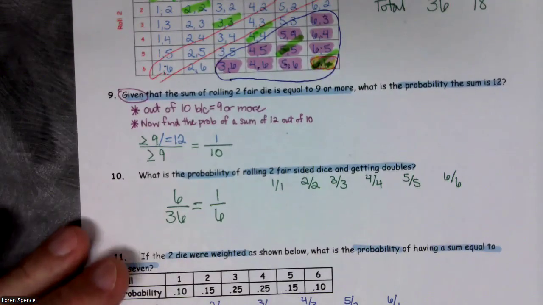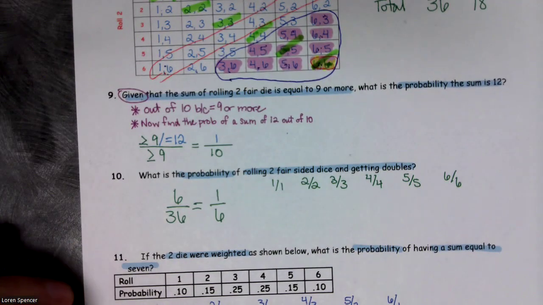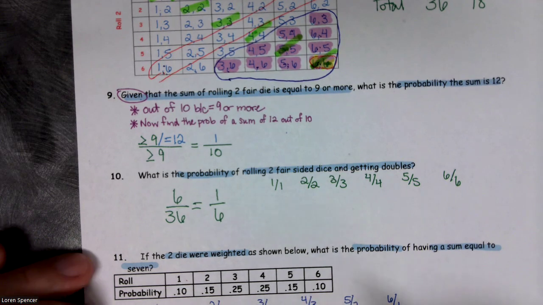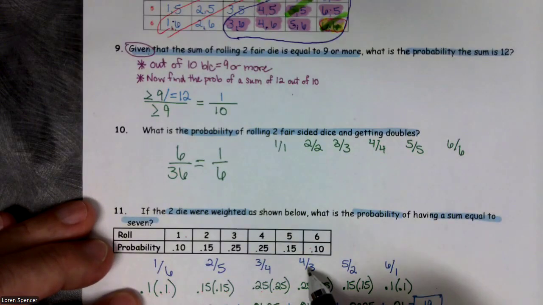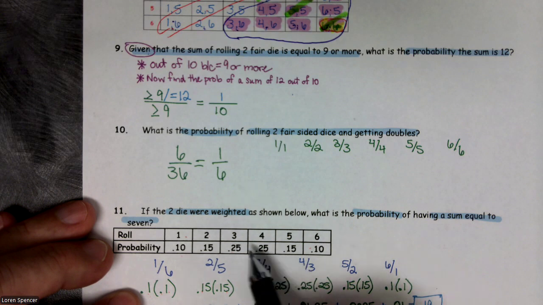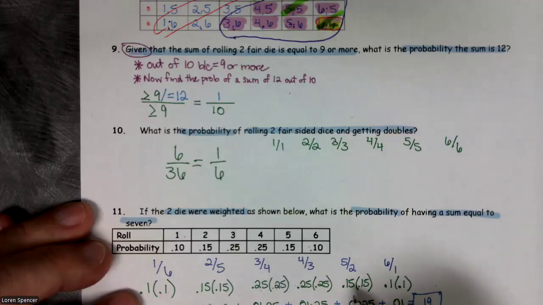Well, 1/6, I can roll a 1 and a 6, and that will equal 7, which is 0.1 and 0.1. I can roll a 2 and a 5, and that's 0.15 and 0.15. I can roll a 3 and a 4, is 0.25 and 0.25, but I can also roll the opposite, which is 4 and a 3. A probability of a 4 is 0.25, probability of 3 is 0.25.